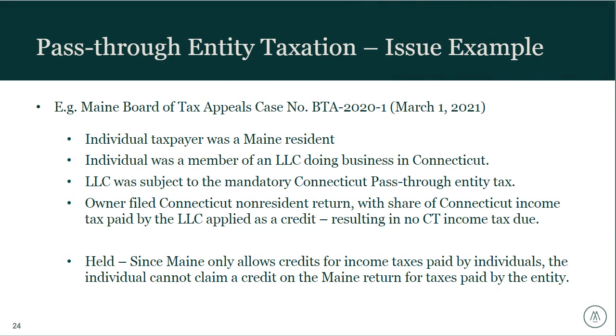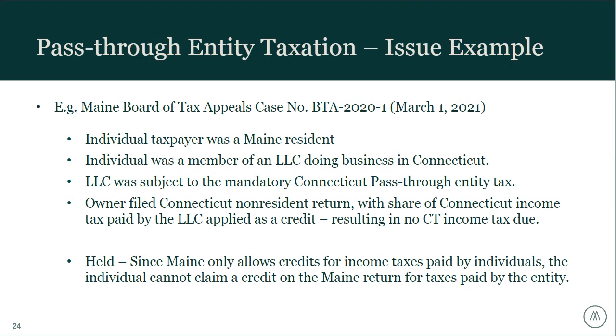Yeah, so thanks, Chris. What this Maine case does is illustrate the problems that individuals that are residents of a state that offers very restrictive rules on the application of credits for taxes paid to other states have when those income taxes are paid by the pass-through entity. In this case, you had an individual that was a Maine resident that was a partner in a partnership that was subject to Connecticut's mandatory pass-through entity tax. This individual claimed a credit on their Connecticut non-resident return for their proportionate share of tax that was paid by the pass-through entity to Connecticut, and Maine disallowed the credit.